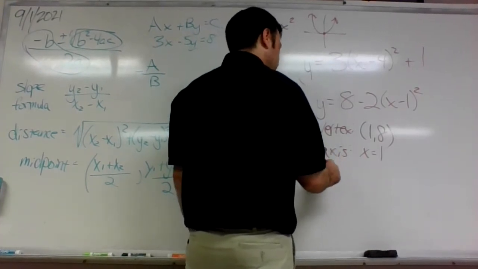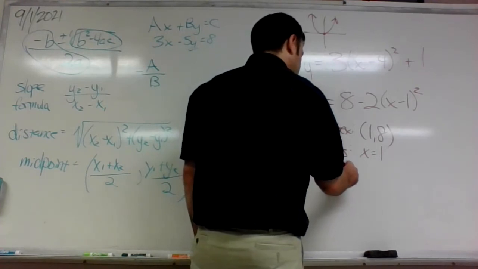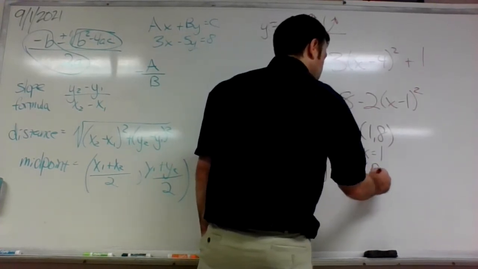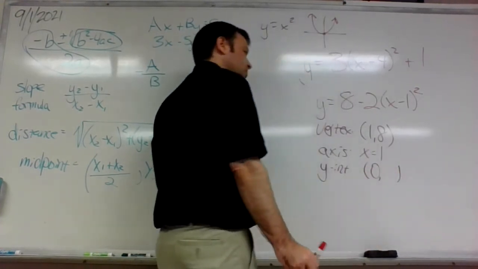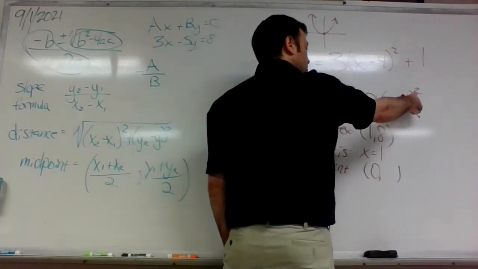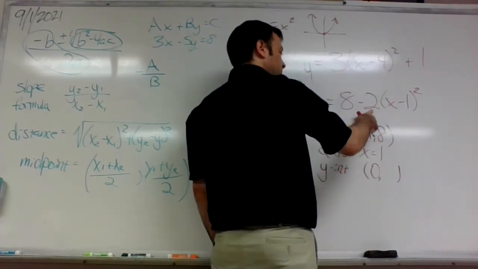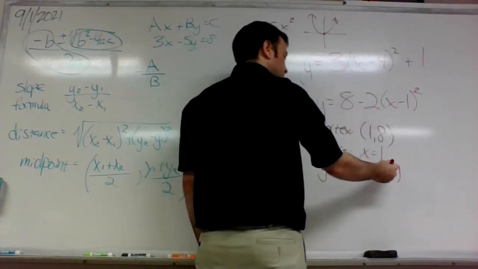Let's do the easy one first. How do we find the y-intercept? Make x 0. If x is 0, that's -1 squared, which is 1. 2 times 1 is 2. 8 minus 2 is 6.